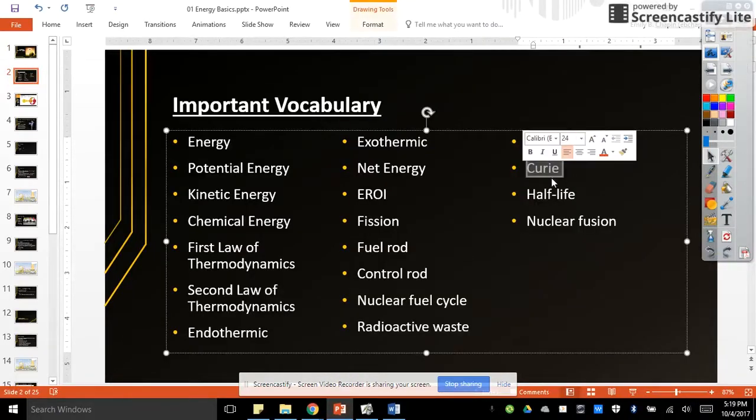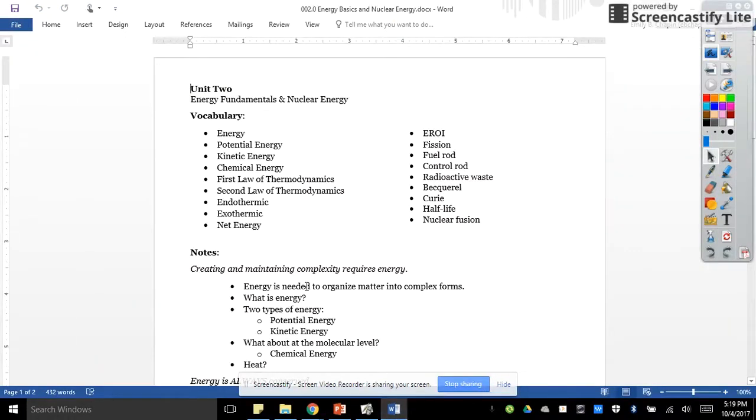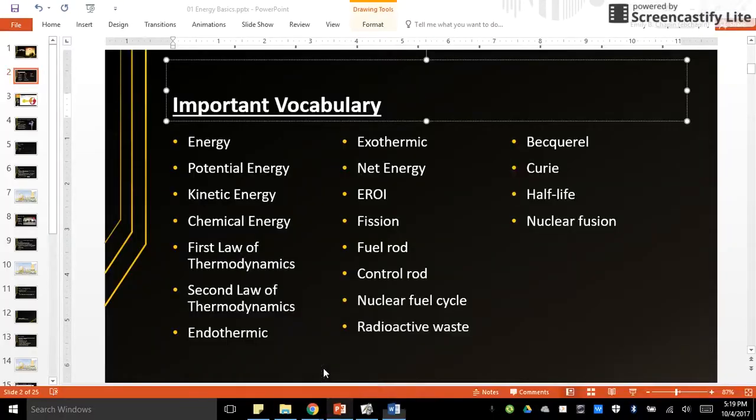We won't really be talking about the Curie or this word right here that I can't pronounce, but those are units for nuclear power. We'll talk about those in class, not in this lecture. There will be an outline on Schoology for you to use as you take your notes for this unit.